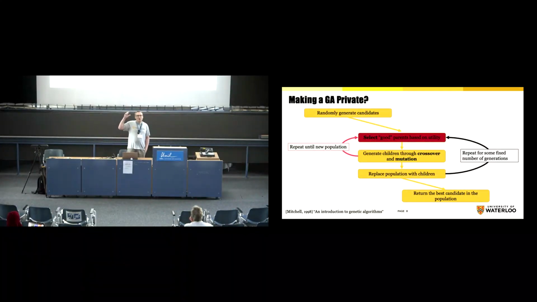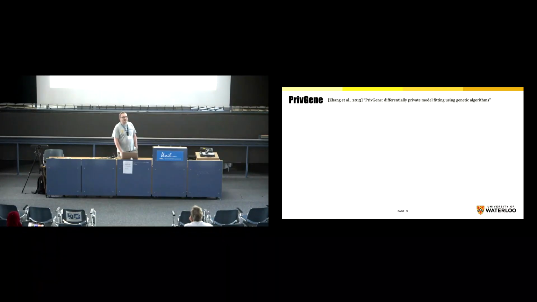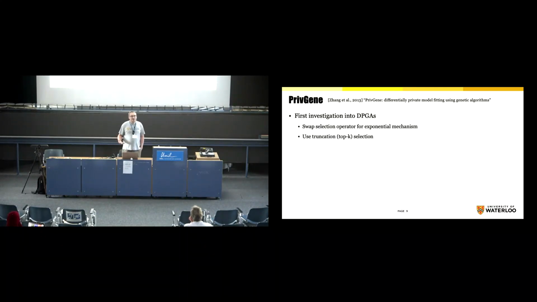Basically, all you have to do is modify the selection step, because this is the only part that uses the data. So you swap out the selection for a differentially private one. And someone's done this. In fact, they did it in 2013. This is the first differentially private GA, and what they do is just swap out that selection step for the exponential mechanism.